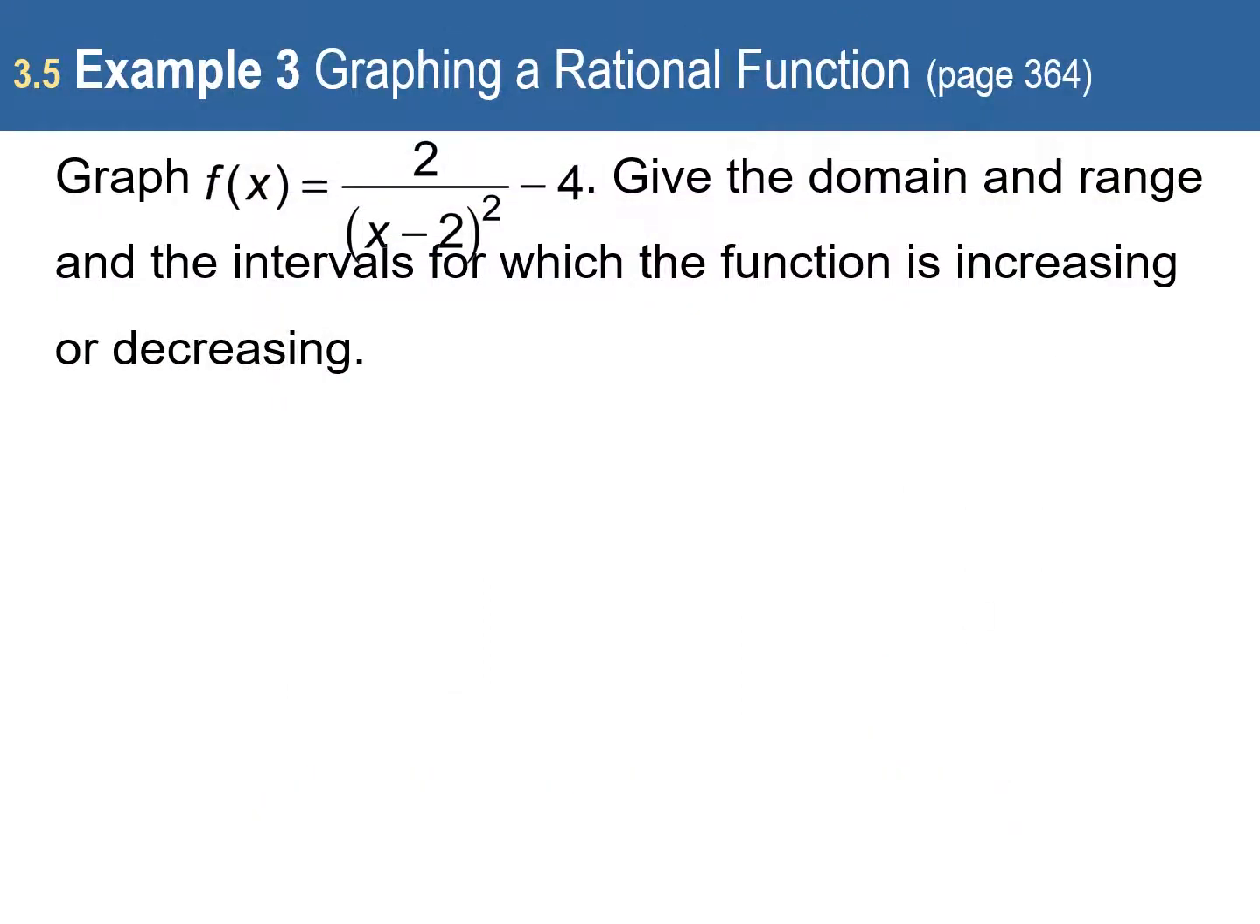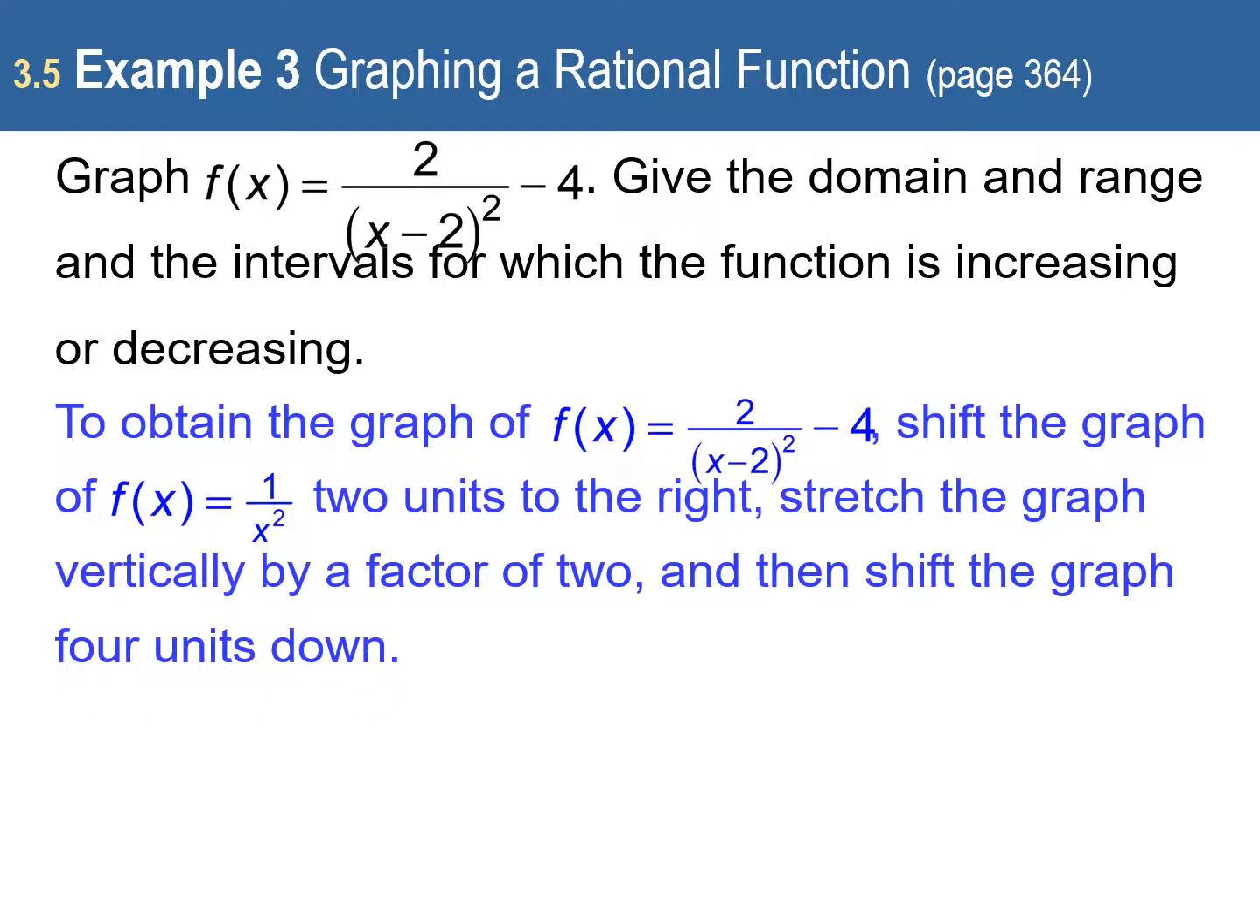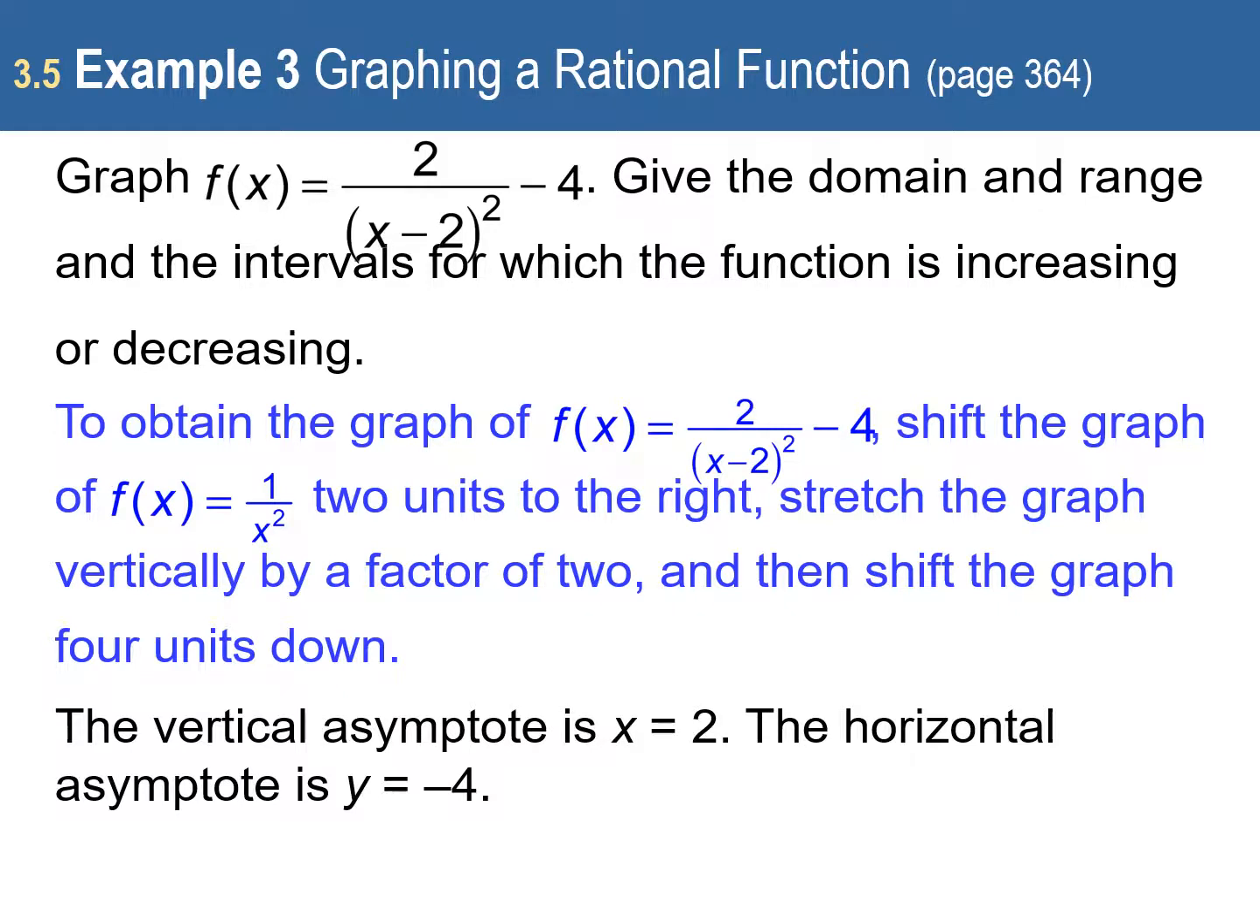So if I want you to graph f of x equals 2 over x minus 2 squared, minus 4, then you can recognize that this is a shift to the right 2, a vertical stretch of 2, and then a vertical shift down of 4. You have a vertical asymptote at x equals 2 and a horizontal asymptote of y equals negative 4.